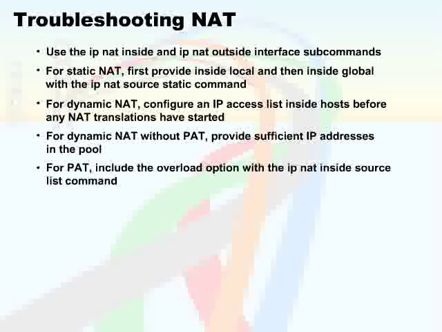While configuring PAT, it is possible that we may forget to include the overload option with the IP NAT inside source list command. This means that the router on the network will support NAT and not PAT. Consequently, the source IP of packets will not be translated and the connection to the internet will be interrupted.